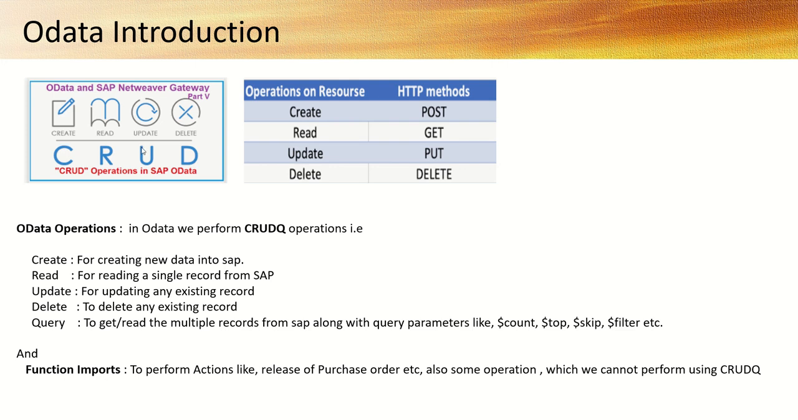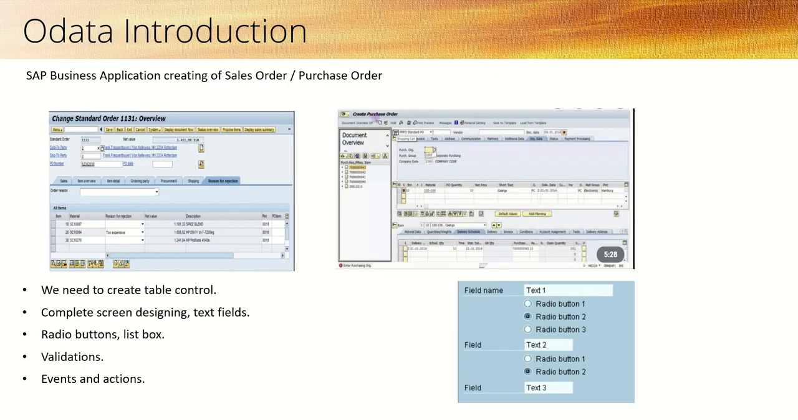If you compare this CRUD-Q with the HTTP methods, create means using the POST method of HTTP, read is for the GET method, update is for the PUT method, and delete is to delete the existing record. Now, why is OData generally limited to this CRUD-Q, why not others? For that, just have a look at this example.